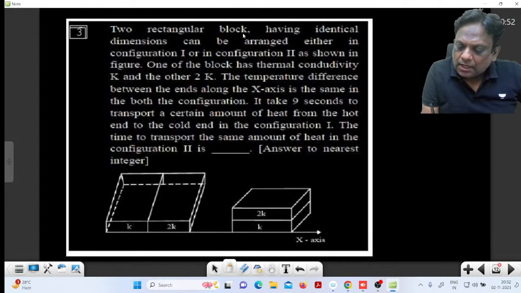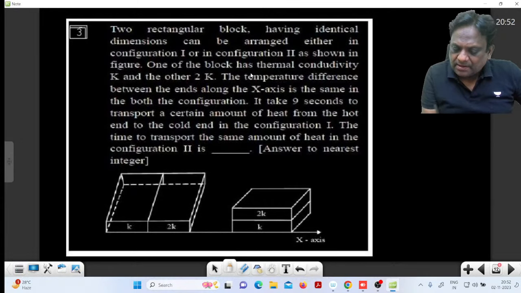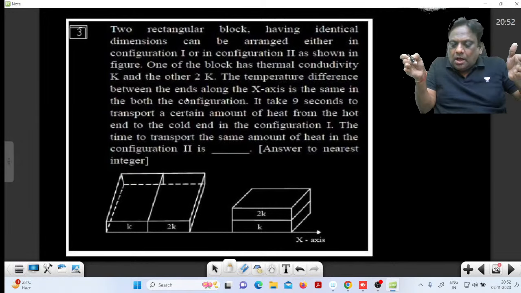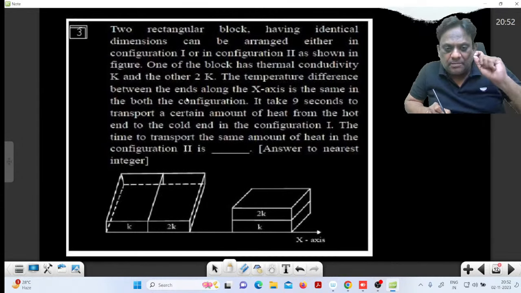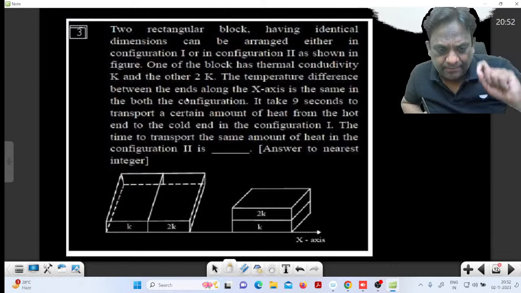Two rectangular blocks having identical dimensions can be arranged either in configuration 1 or configuration 2 as shown in the figure. One of the blocks has a thermal conductivity K and the other has 2K. The temperature difference between the ends along the x-axis is the same in both configurations. It is a very good question sir.